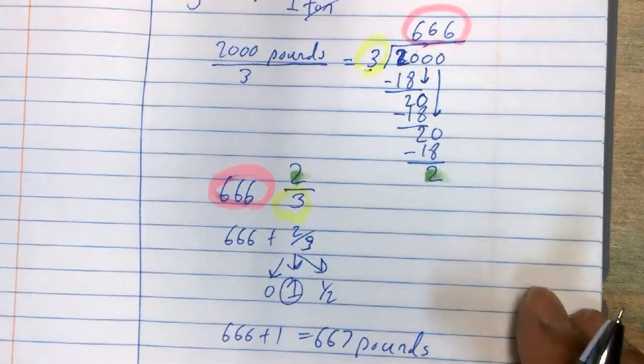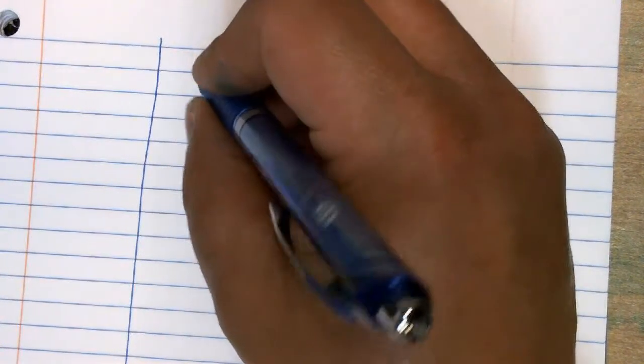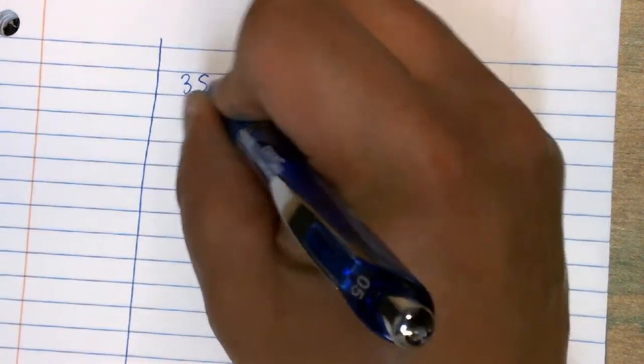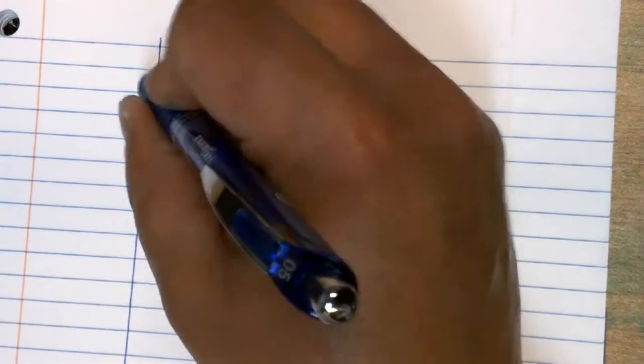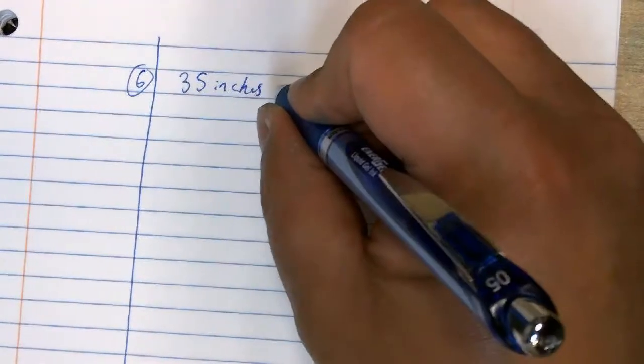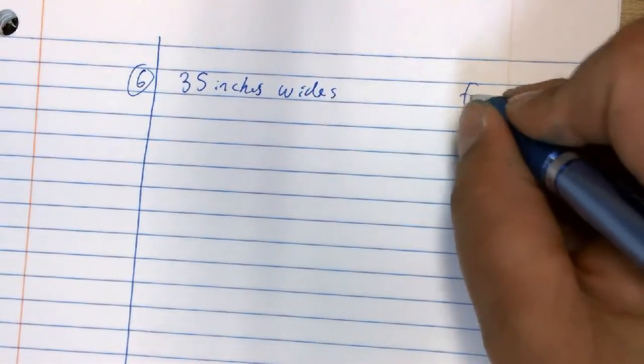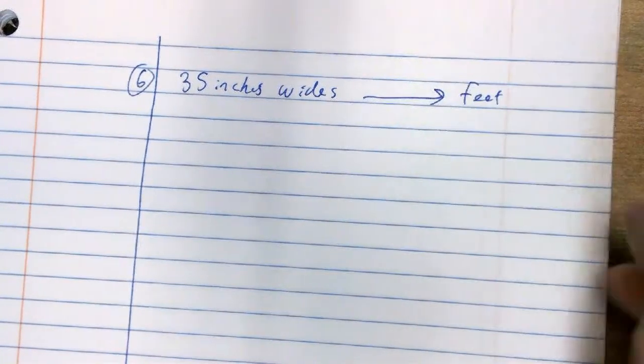All right, last one, number 6. The world's narrowest electric vehicle is about 35 inches wide. Again, wide, that's a distance. So we have a little car. It's 35 inches wide. This is number 6, by the way. 35 inches wide. You want to change it to feet, or the nearest foot.